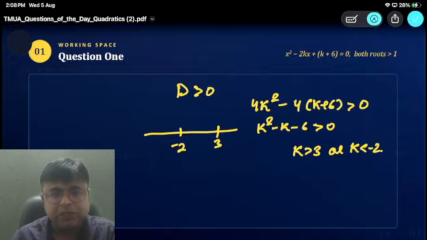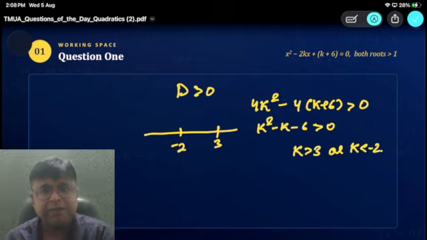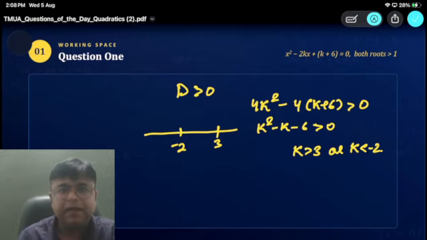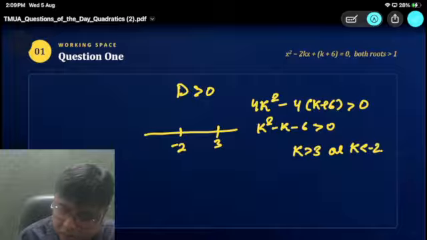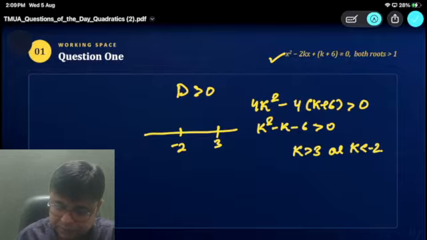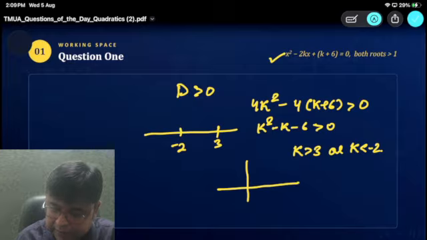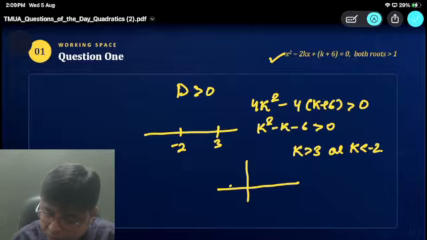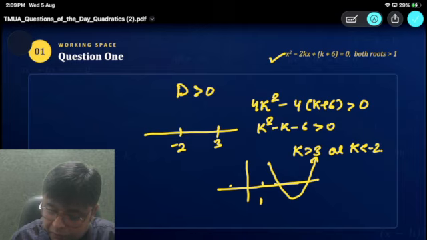But there is another condition to it. A very TMUA type condition they have put: both the roots are greater than 1. If both the roots are greater than 1, let's draw a graph. Since I know that the coefficient of x square is positive, it will be a cup-shaped parabola. So if I draw the graph of this, whatever the roots are, both are greater than 1. So it will be like this.